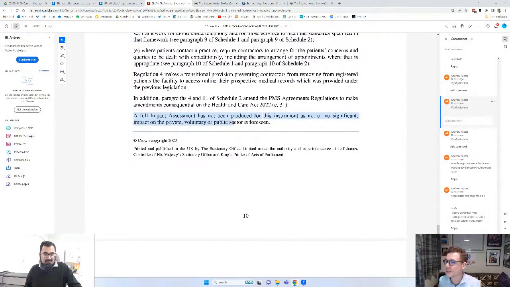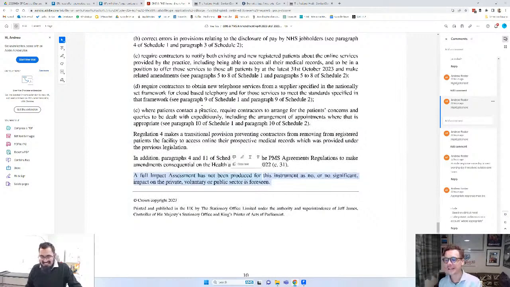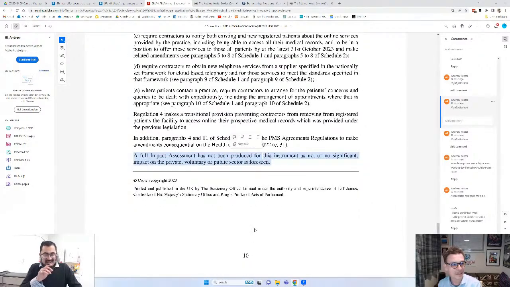Because I just love this last statement. A full impact assessment has not been produced for this instrument, as no or no significant impact on the private, voluntary, or public sector is foreseen. I thought that was a really interesting statement, because I think the impact could be quite significant. Hold on a second, Andy. I've missed this one. So there has actually been no impact assessment on the contract changes. Not a full one, Gandhi. Because they don't see this having an impact on the private, voluntary, or public sector whatsoever. Yeah, well, they haven't done a full impact assessment. They may have done a small or partial impact assessment.